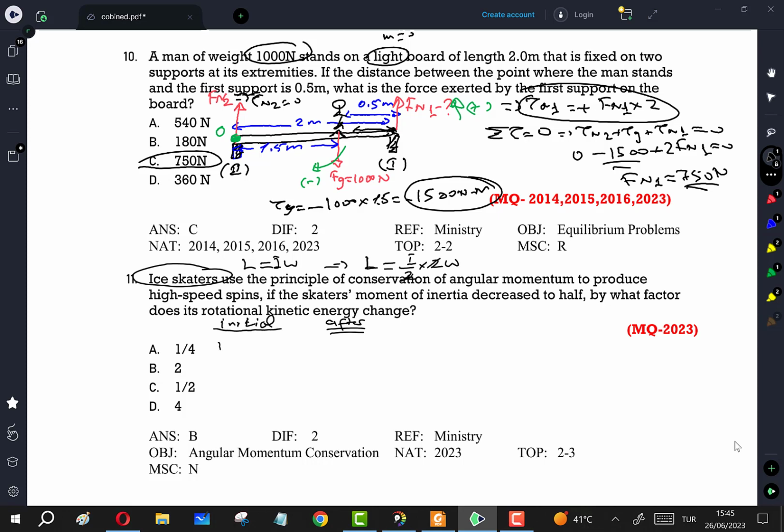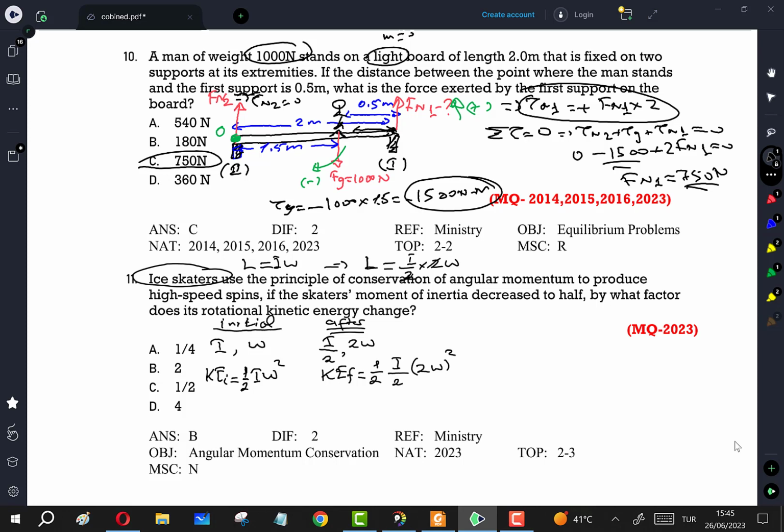Initially, before changing the moment of inertia, and finally, after changing it: initially the moment of inertia is I and the angular speed is omega, but in the final case I changes to I over 2. Because the moment of inertia is half, to keep the angular momentum constant, the angular speed doubles. So the initial rotational kinetic energy is 1 over 2 I omega squared. The final rotational kinetic energy is 1 over 2, I over 2, 2 omega squared, because omega changed to 2 omega.